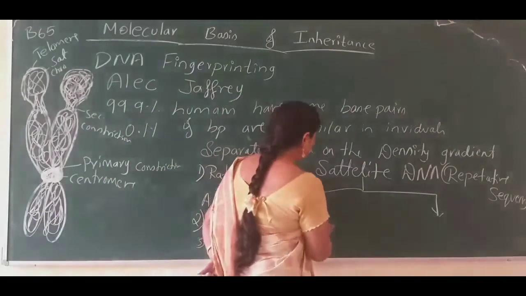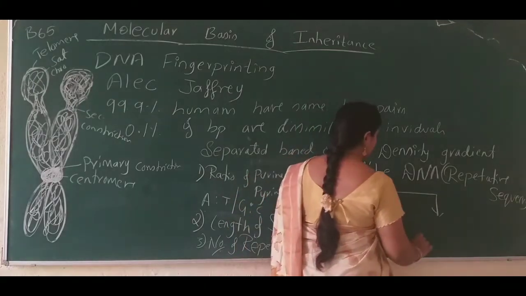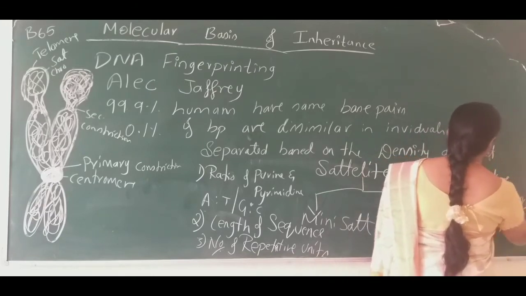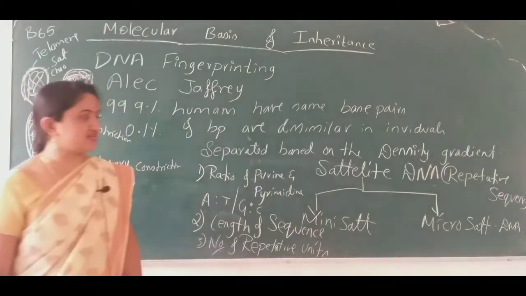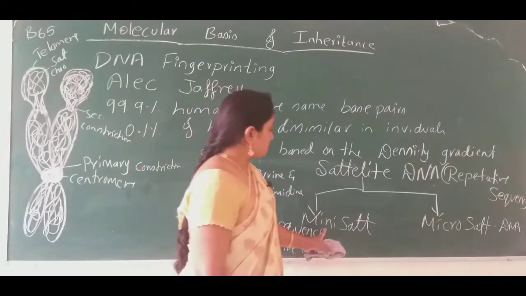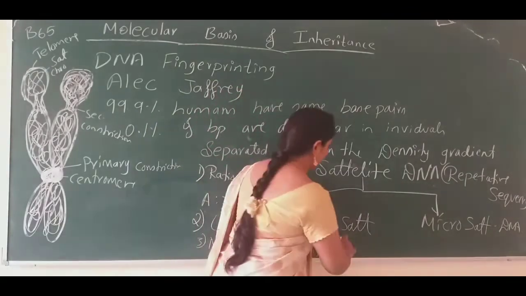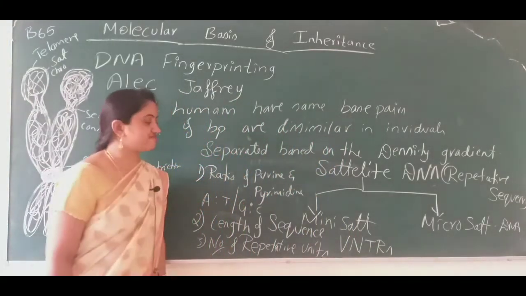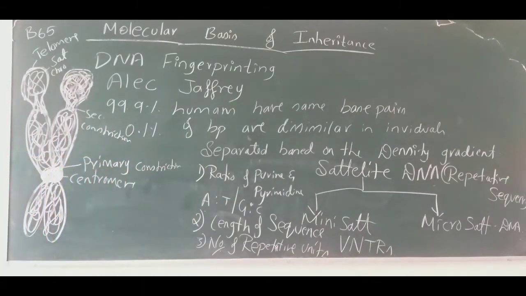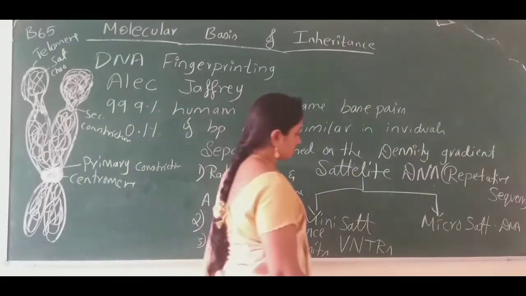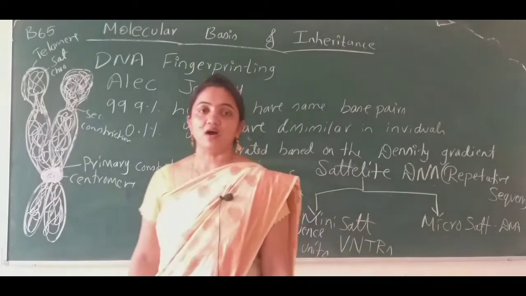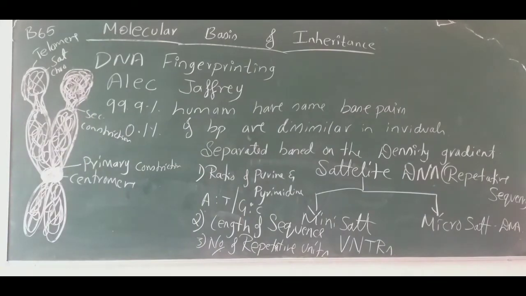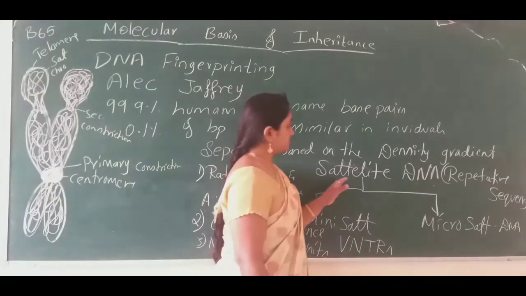It has been classified into mini satellite DNA and micro satellite DNA. Okay, so mini sat DNA and micro sat DNA. The mini satellite DNA is used as variable number of tandem repeats. So what are VNTRs? So many times in the examination they have asked to write a note on VNTRs. Where does it come? It comes under mini satellite. So what is mini satellite? This is the group that comes under satellite DNA.